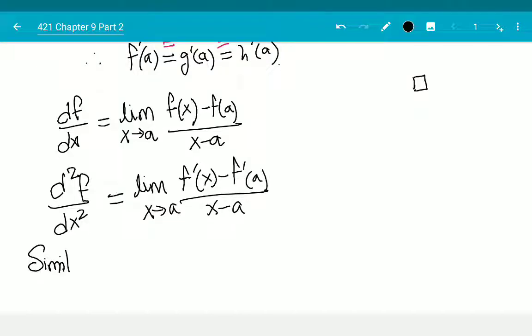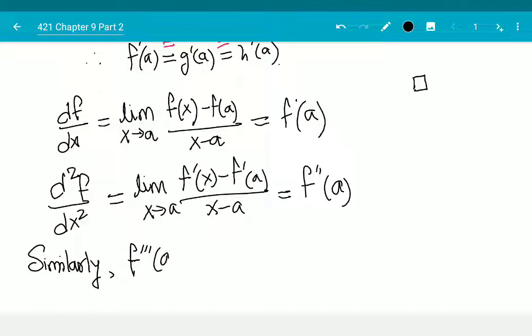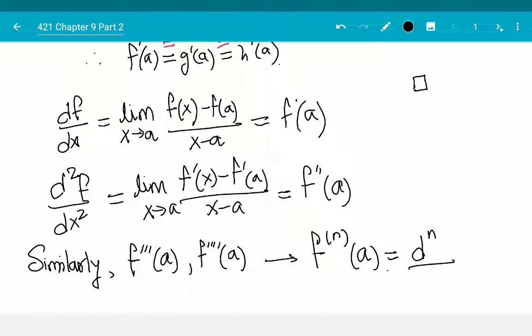Similarly, which we'll often denote by double dash at a, we can define higher derivatives as triple dash of a, quadruple dash of a, and the standard notation for these is f in bracket n at a, okay, which is equal to the nth derivative d^n over dx^n of f at x equal to a, right? That's the proper Leibniz notation.